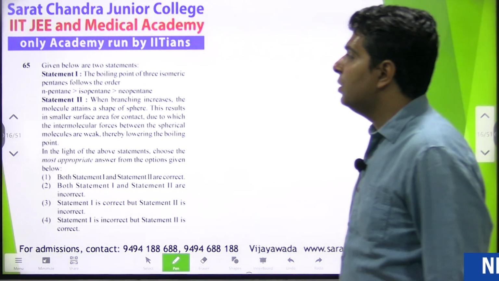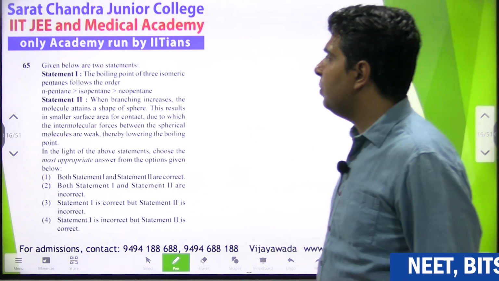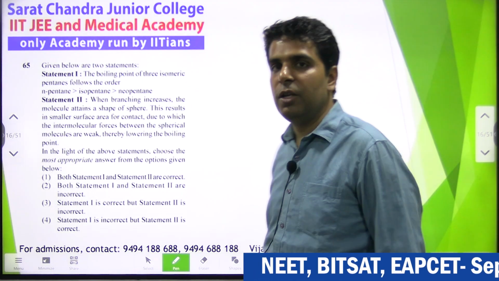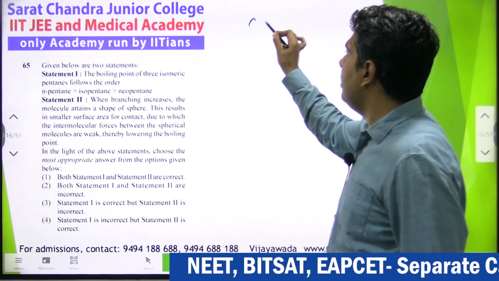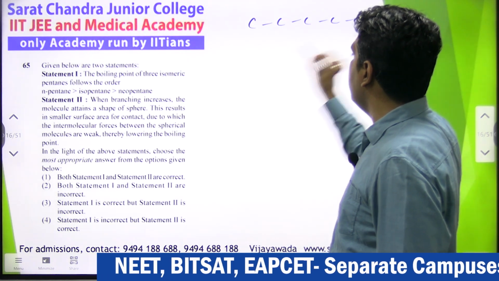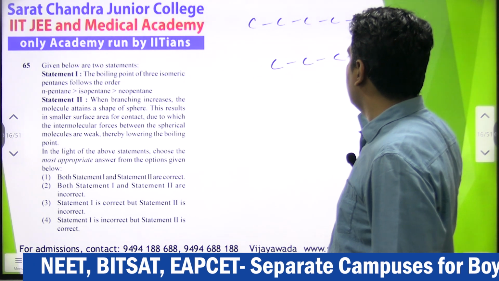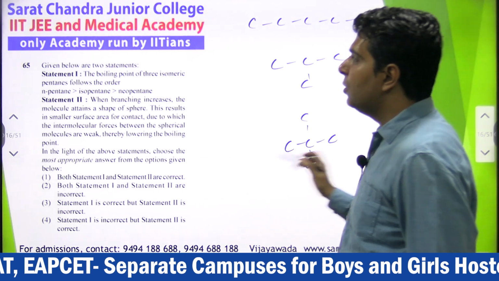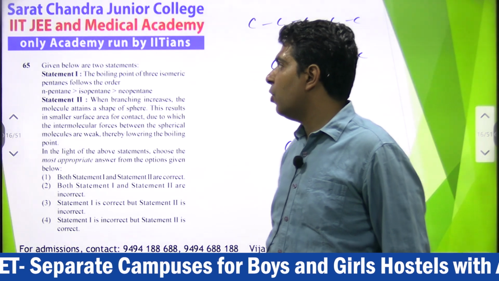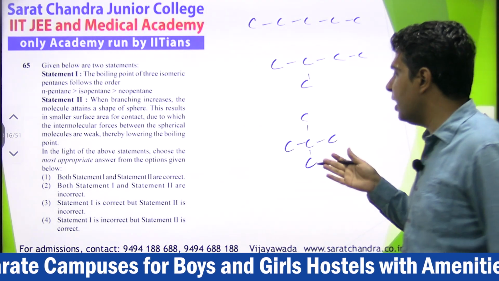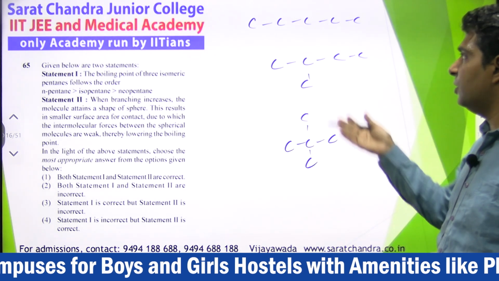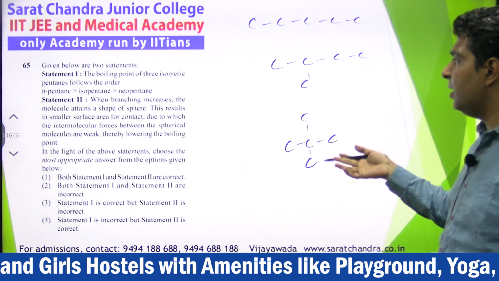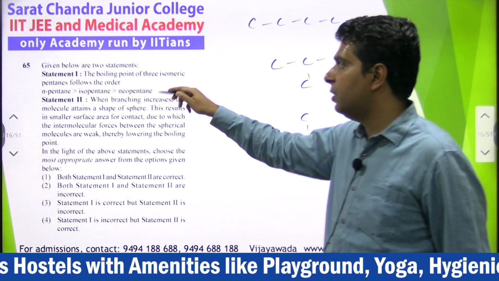Next, given below are 2 statements. The boiling points of 3 isomeric pentanes are given below: n-pentane, isopentane, neopentane. This is statement 1. The boiling point of isopentane is less than that of n-pentane because the surface area decreases, and neopentane is less than this. So this statement is correct.